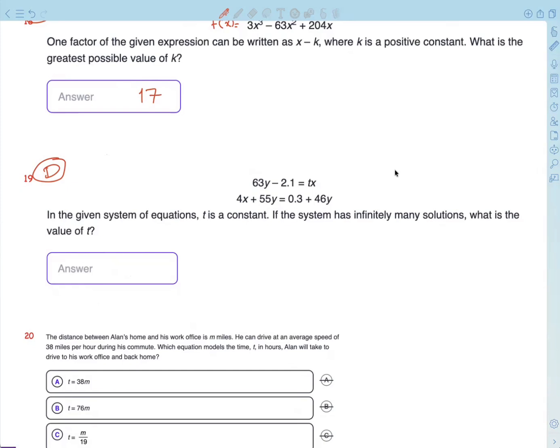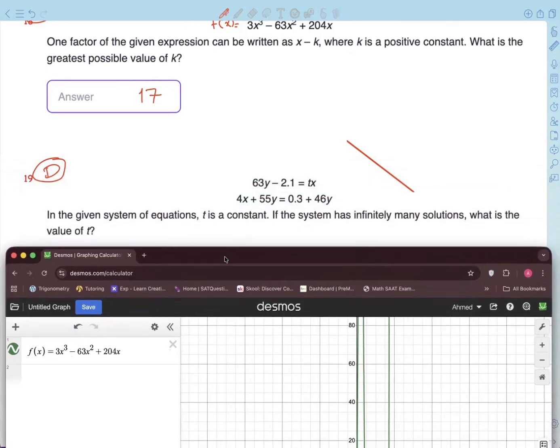You know, infinite solutions means the lines, if we have one line like this, the other one will be on it like this. It means that this system has an infinite number of solutions. So let's check the equations.